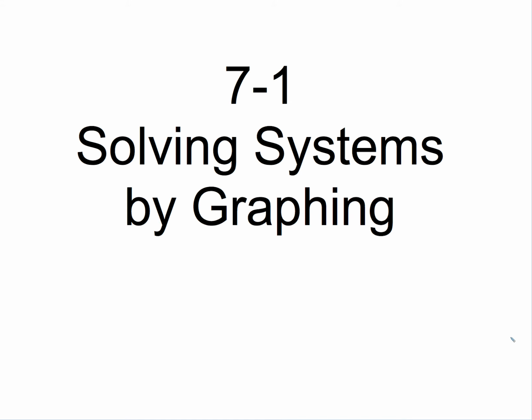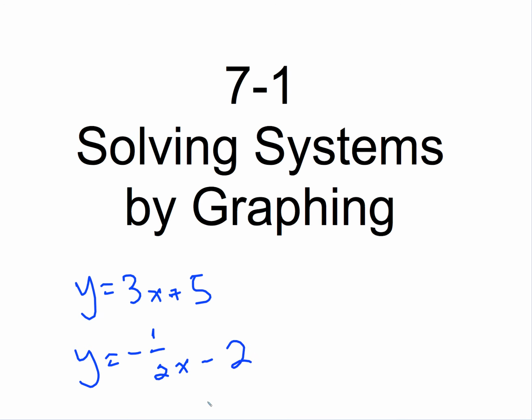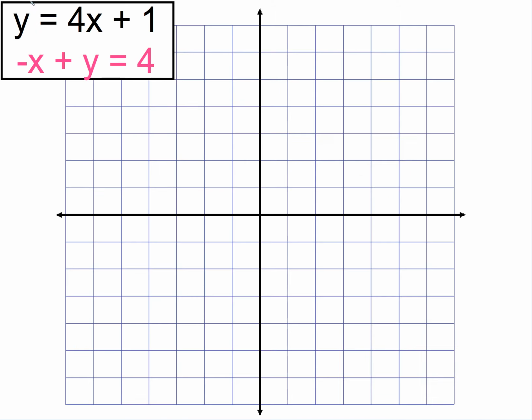Today we're working on Chapter 7, Section 1, Solving Systems by Graphing. All this means is you have two linear equations, for example, y equals 3x plus 5 and y equals negative 1/2 x minus 2, and you put them on the same graph and you figure out where they intersect. Okay, so it's two linear equations and you're solving it by figuring out where these two lines intersect. So let me show you what I mean.